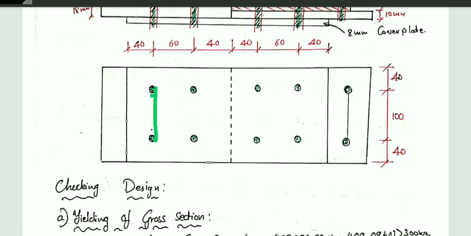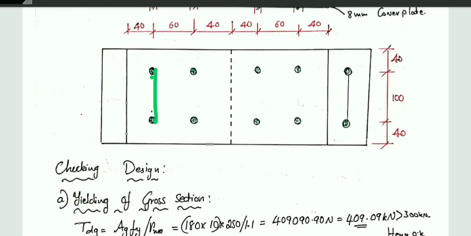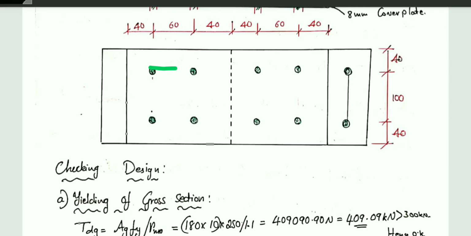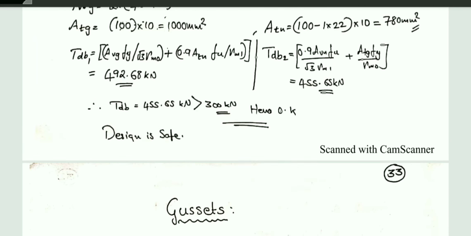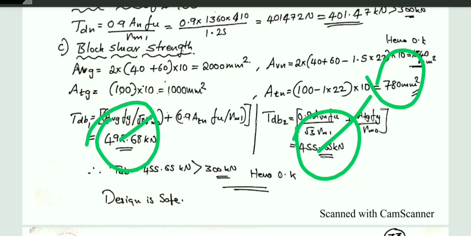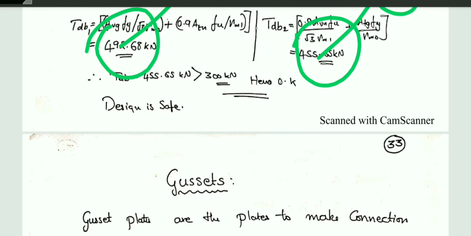Next one is Atg, this one, this is 100 mm. And next one Atn, this is the gross area. If it becomes net area, the total is 2 bolts, half and half. You need to take half of this bolt and half of this bolt, so the total is 100 minus 1 into 22, the bolt hole, and it becomes 780 mm square. By substituting all the values, you will get 492 and 455, both greater than 300, so the design is safe here.